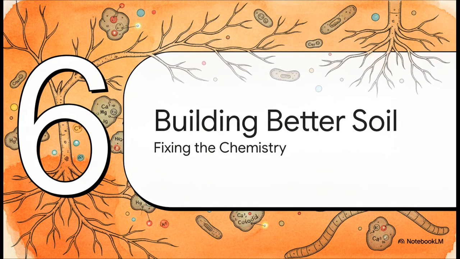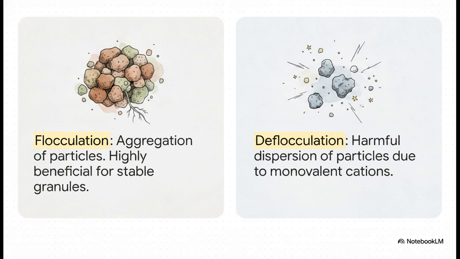And that brings us to our final point, Section 6, Building Better Soil. Let's see how all of this builds into massive agricultural impact. So, we've seen how clay particles naturally carry a negative charge, and therefore want to repel each other and disperse. But when those negative charges are satisfied by tightly held cations, the repulsive forces drop, and the particles clump together. This clumping is what we call flocculation. From an agricultural standpoint, flocculation is generally fantastic. It's highly beneficial because it's the very first step in forming stable granules in the soil structure.